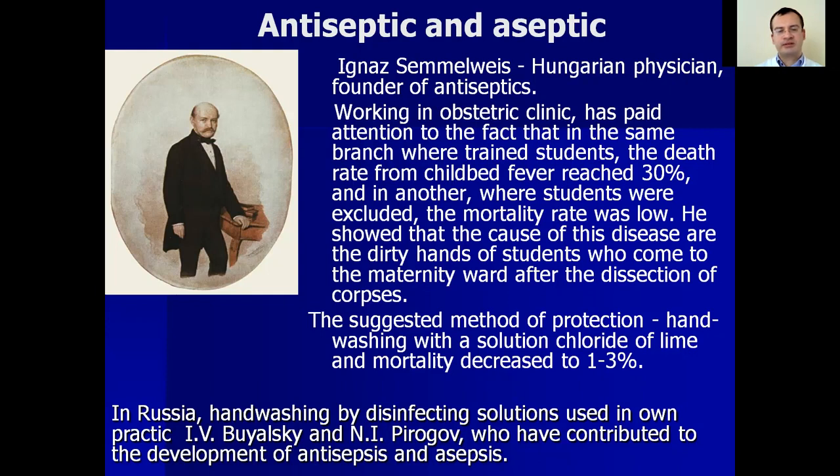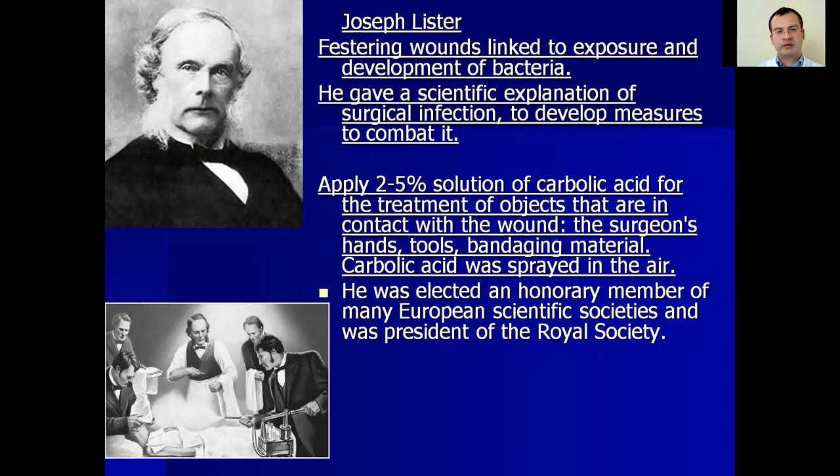So he suggested a method of protection, hand washing with a solution of chloride of lime, and mortality decreased to 1 to 3%. Joseph Lister. He gave a scientific explanation of surgical infections and developed measures to combat it.